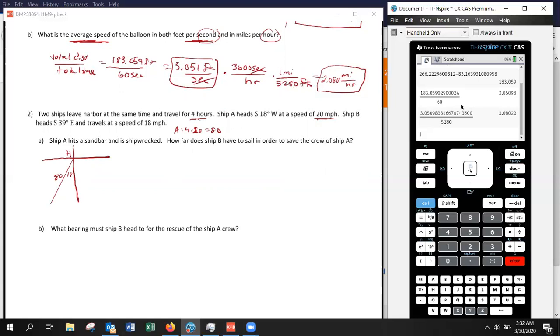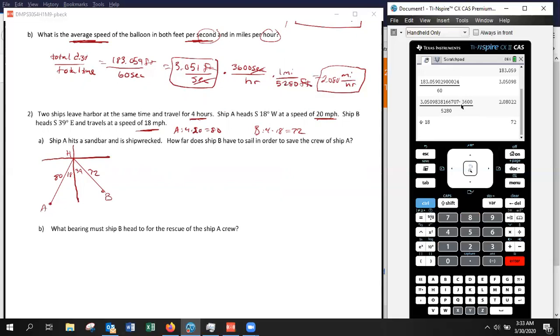Ship B is 39 degrees east of south. So 39 degrees is roughly, let's say that angle, 39 degrees. And how far does this ship travel? 4 hours times 18 miles per hour. 4 times 18, just as a quick check in my calculator, I should know this, 72. Doesn't hurt to write that down, 72. So ship A is right here, and ship B is right here.